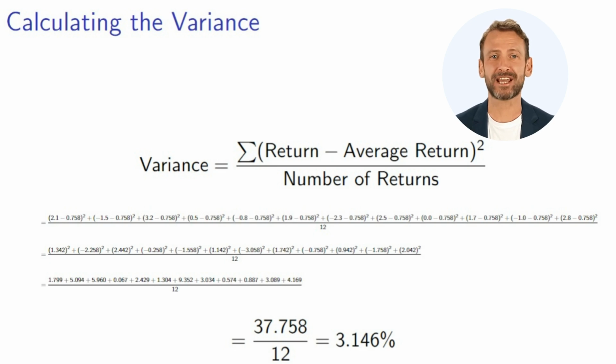Now that we have the average return, the next step is to calculate the variance. Variance measures how much each return differs from the average return. To do this, we subtract the average return from the observed return individually for each month. We square these deviations. Then we calculate the average of those squared differences. Let's break it down. 2.1 minus 0.758% squared added to minus 1.5 minus 0.758% squared, and so on.